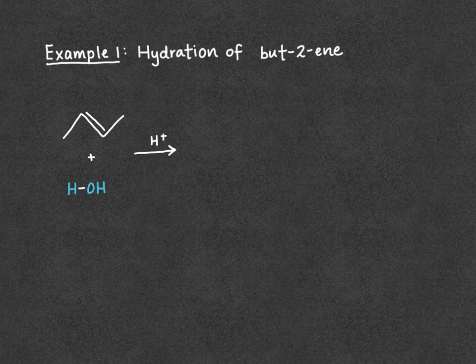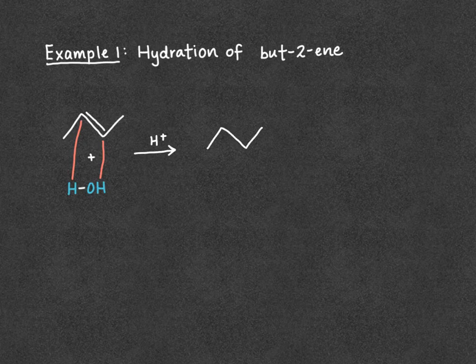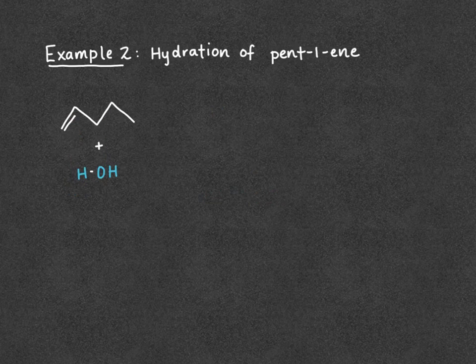So above the arrow is a catalyst. So one hydrogen is going to go to a carbon of the double bond, and the OH will go to the other carbon of the double bond, so that they will end up on adjacent carbons in our product. So carbon 2 and 3 had the double bond. Carbons 2 and 3 will get our hydrogen and our hydroxide. And our product here is butan-2-ol.